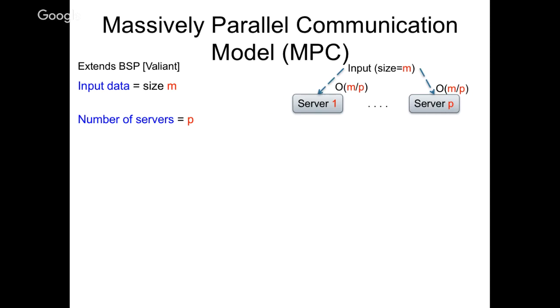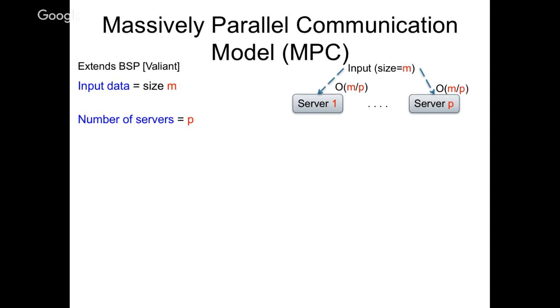What I'm going to do next is briefly describe an abstraction of this shared nothing architecture, which is a variant of the bulk synchronous processing model introduced by Valiant in the early 90s. It's a variant in the sense that we simplified it, and we called it the massively parallel communication model. So we have P servers, and we have an input data of size M. Think of M as being terabytes, think of P as being thousands or tens of thousands. That's the kind of scale.